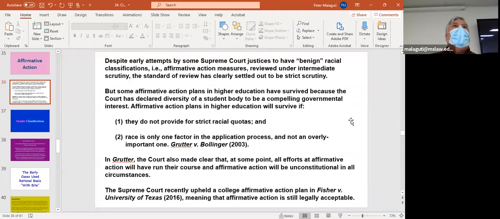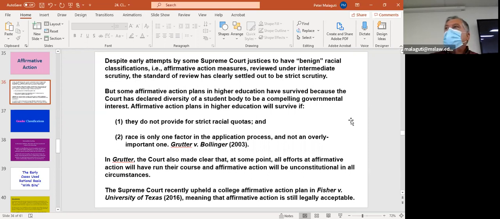Affirmative action occurs when, and education is an easy place to examine this from, a college ends up using race as an affirmative factor for admission. The college wants to have a diverse student body. And studies have shown that diverse student bodies enhance learning for both white students and Black students, okay?